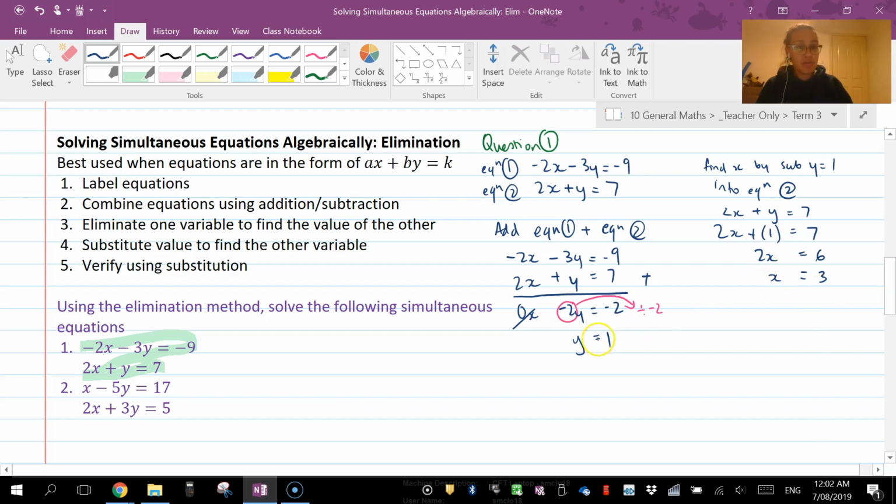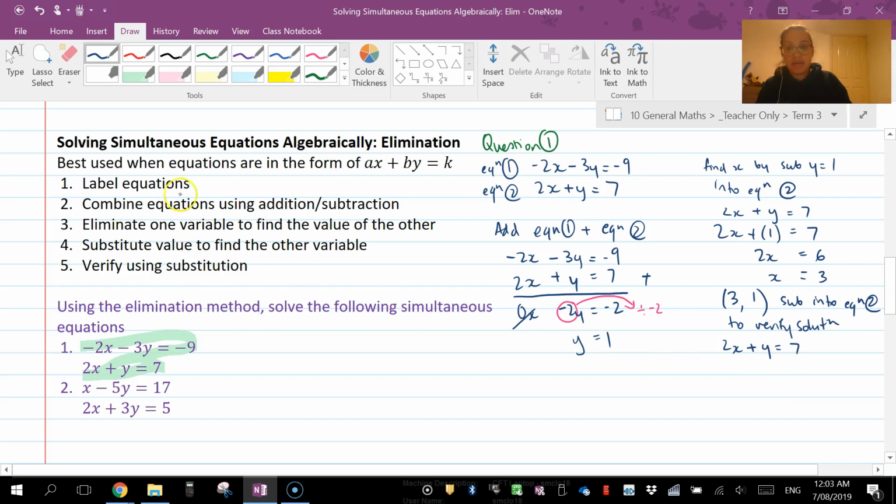Now I have my coordinates, x and y. So that is 3 and 1. And sub into equation 2 to verify the solution. So that would be 2x plus y equals 7.